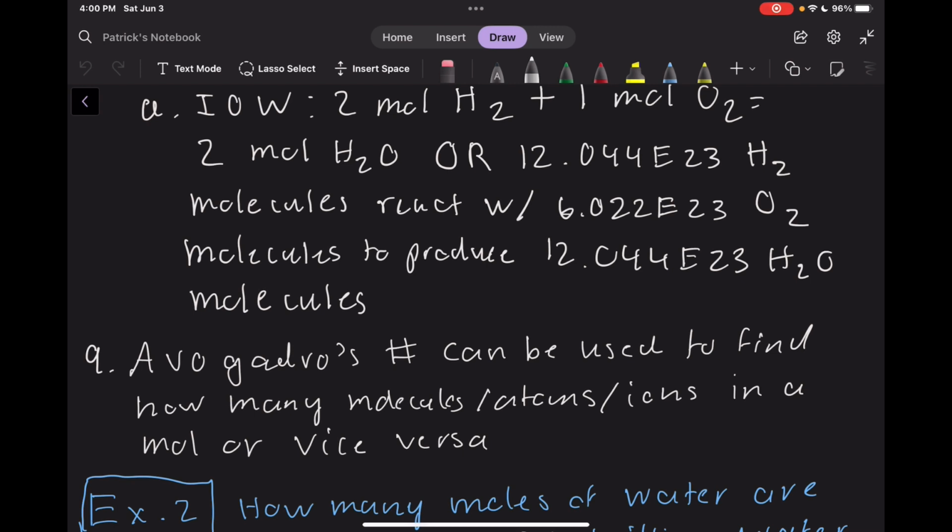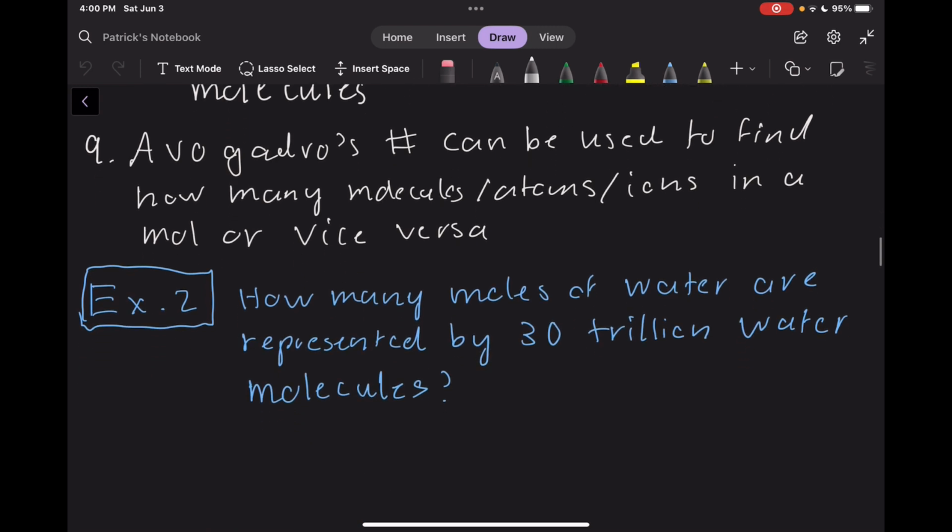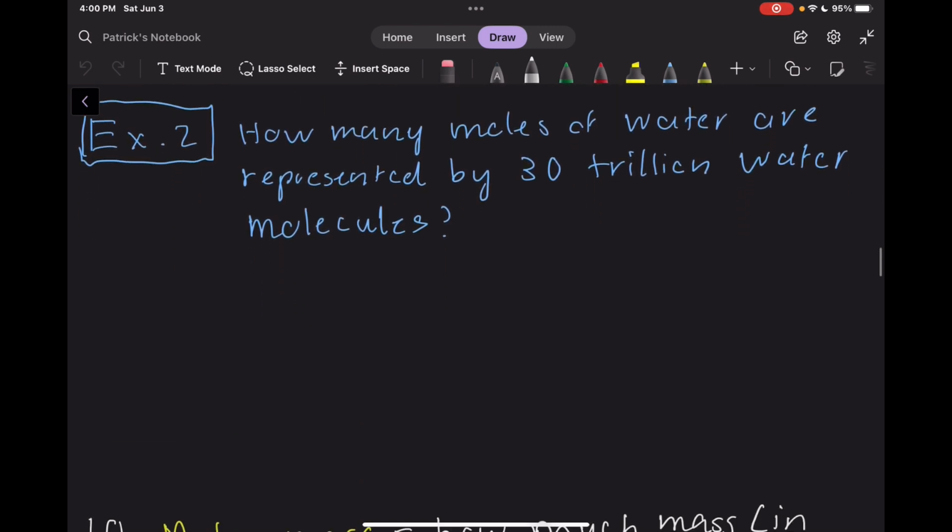As for Avogadro's number, we can see that we can use that constant to convert between the number of elementary particles and moles, or vice versa. Let's practice that now. Example 2 says, how many moles of water are represented by 30 trillion water molecules? Feel free to pause the video if you'd like to take a shot at this one.